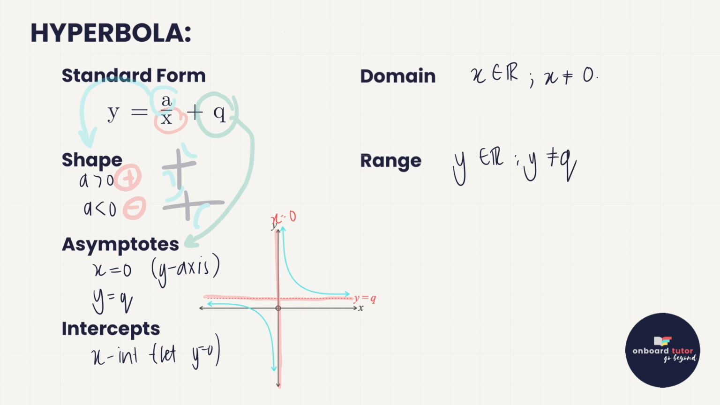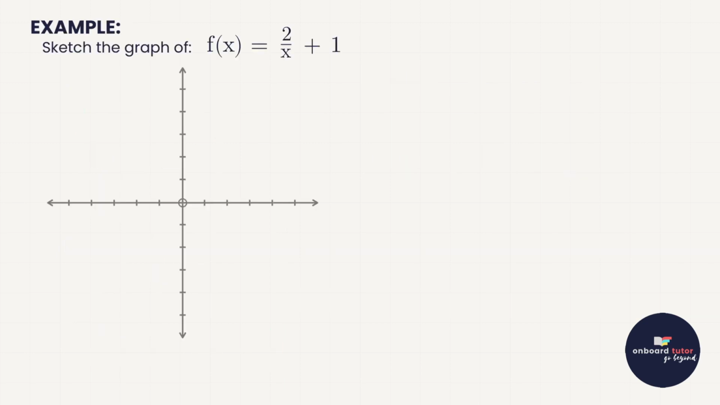Okay, here we are asked to sketch a graph. So sketch the graph of f of x equals 2 over x plus 1.